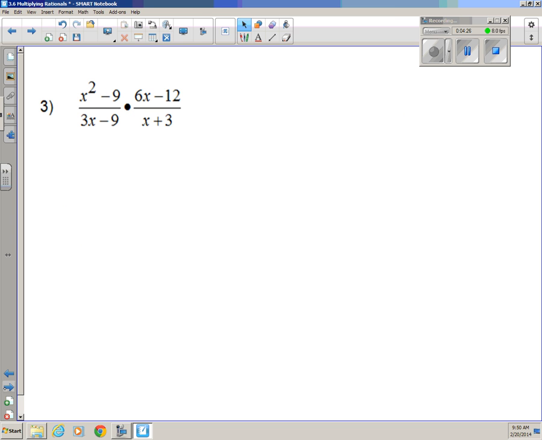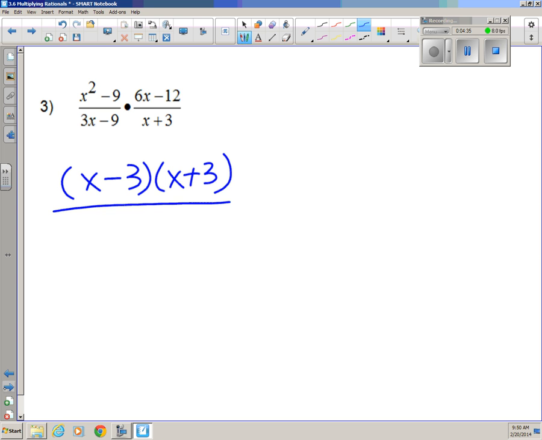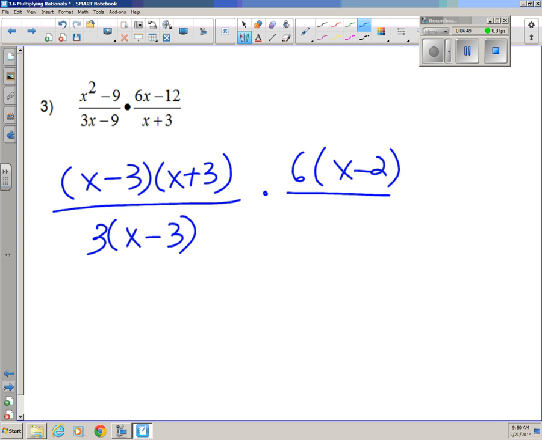If you take a look at this next one, the top left fraction can factor the numerator by difference of squares: x minus 3, x plus 3. The bottom of that fraction can factor by GCF. 3 comes on the outside of x minus 3. The top right can factor by GCF. A 6 comes out with an x minus 2 left over. And the bottom of that second fraction just stays as the binomial, but put it in parentheses.